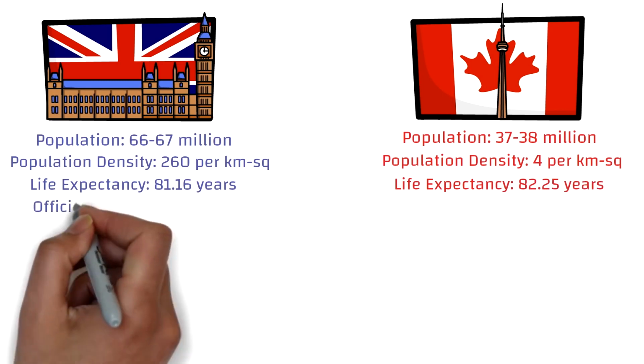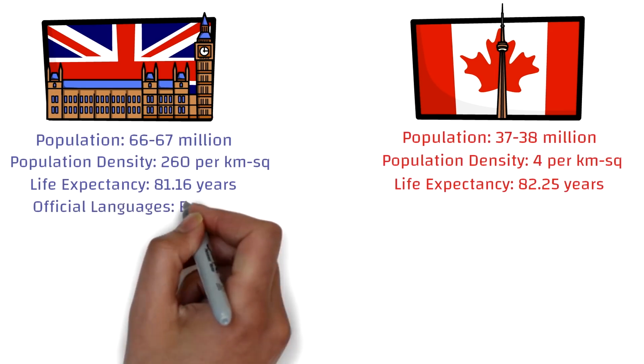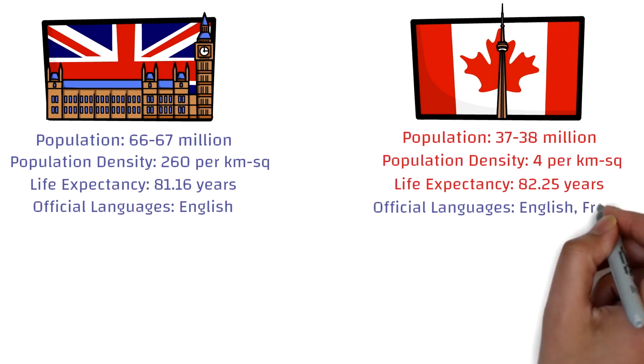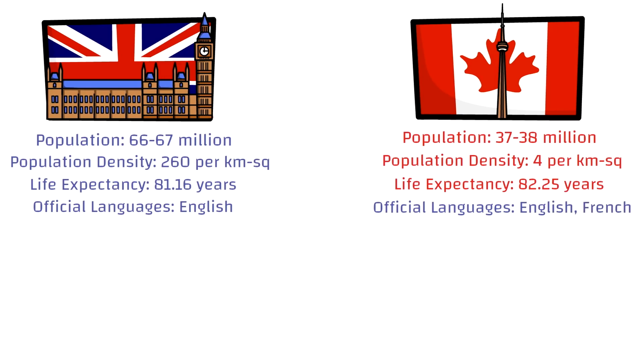The official language spoken in the UK is only English. In Canada, it's English and French. Now, of course, both countries have immigrants coming in from many parts of the world, from almost all countries. So various other languages are spoken in both countries as well, but the official languages are only what is listed here.